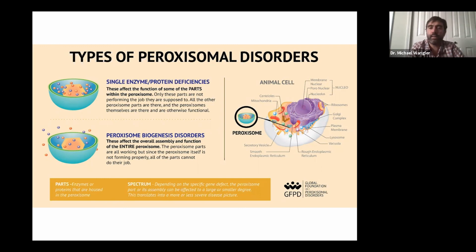But another key issue that we'll cover in some detail is what we call the spectrum. Not only can you have these different types of peroxisomal disorders, but within the types, there's going to be a spectrum of what exactly happens. How does it affect the patient? How does it affect the individual to have that issue? That could depend on the specific gene defect and even the specific change in the gene. So we'll cover that.